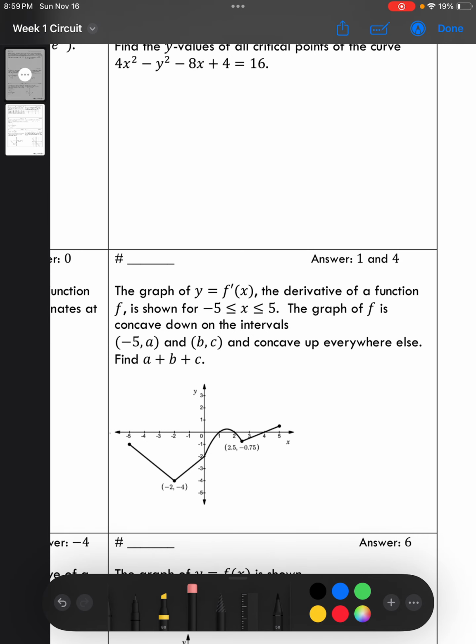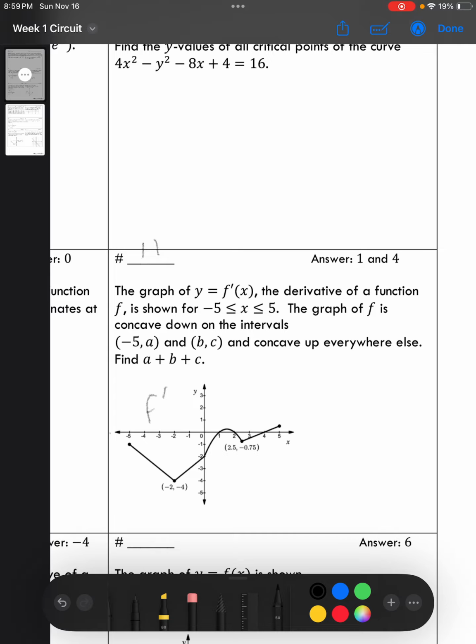I think this is number 11. Yeah, 11. So we are given the graph of f prime, and we're given intervals like the other problem that we did. So we need to find a, b, and c and add them up. And a, b, and c are like the endpoints where f is concave down.